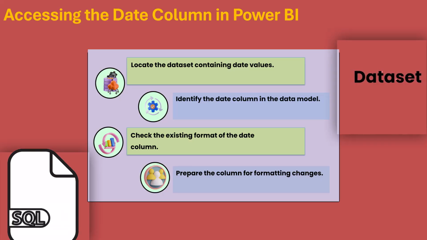Alright, step 1, finding the date columns. Sounds easy, but sometimes it feels like searching for buried treasure. First, we locate our data set. Power BI isn't psychic, it needs data to work with. Once we find the column, we check its current format. If it's looking weird, don't panic, that's what formatting is for. The goal here is to get everything ready before we apply the magic touch of formatting.